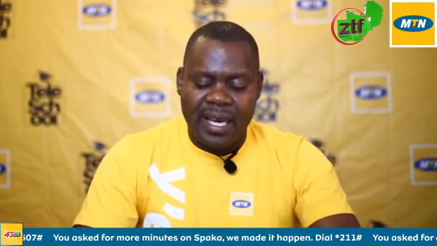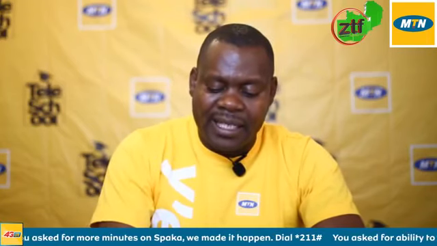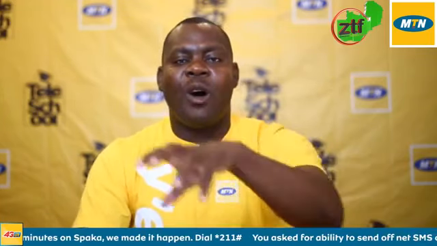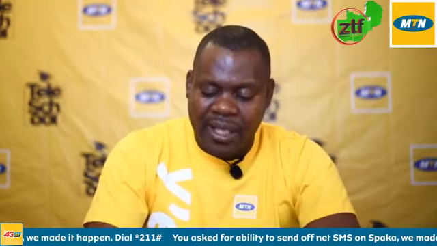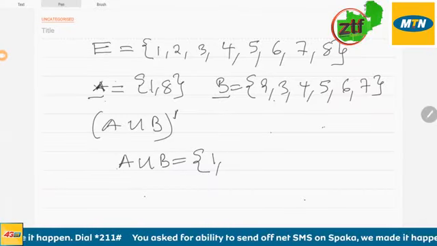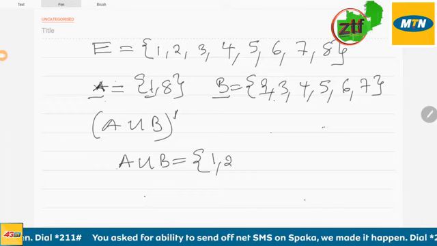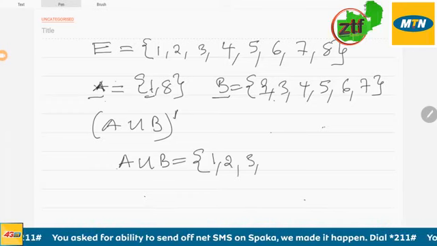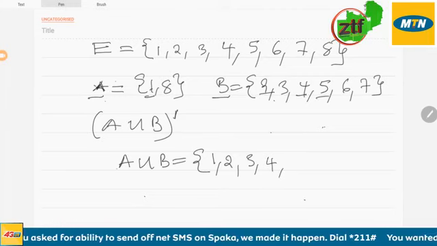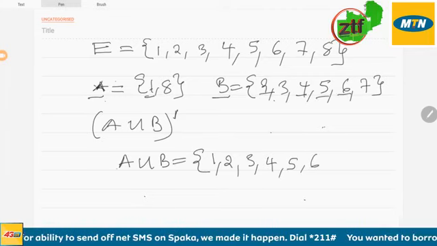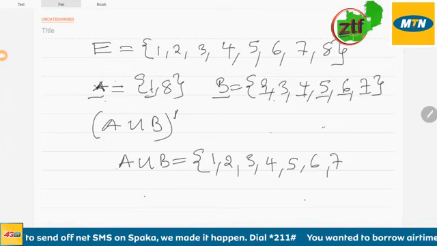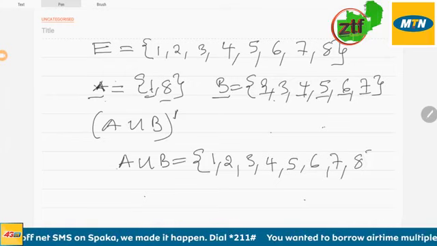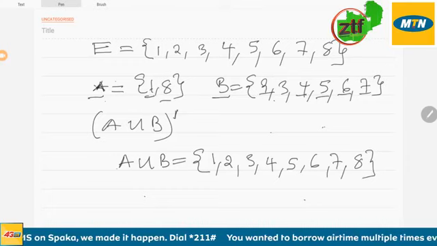What do we understand by a complement of a set? Here, we need first to list what is A union B. What are the elements that are found in set A and in set B? All the elements found in A and B. So A union B, we can write them in order: we have a 1, a 2, a 3, a 4, a 5, a 6, a 7, and an 8.